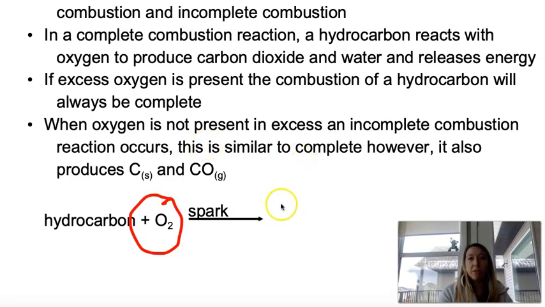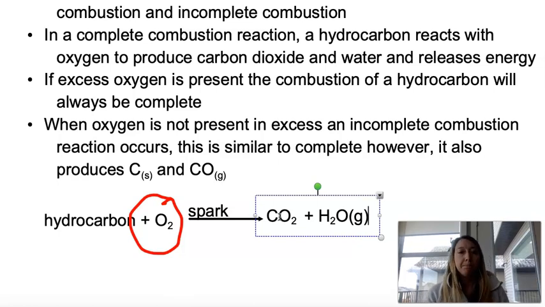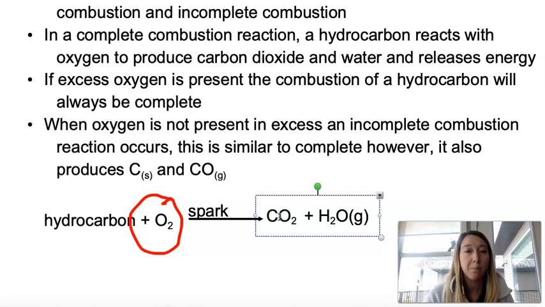And so by default, as soon as we know something is combustion, we know that we have to be making carbon dioxide plus water, right? And that water should be a vapor. And you just have to make sure that you balance it with whatever coefficients you need based off of your hydrocarbon.